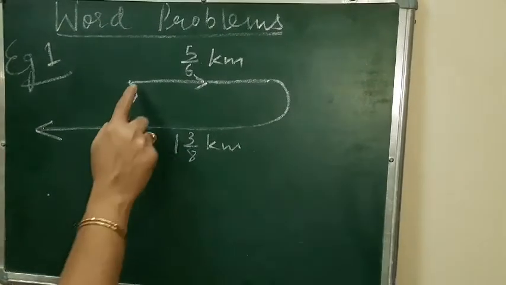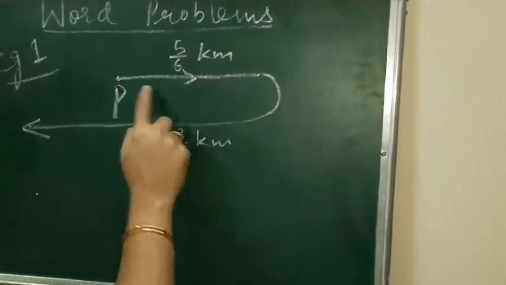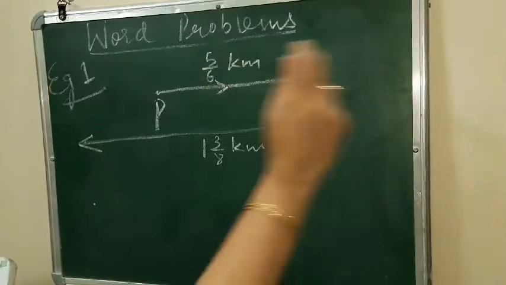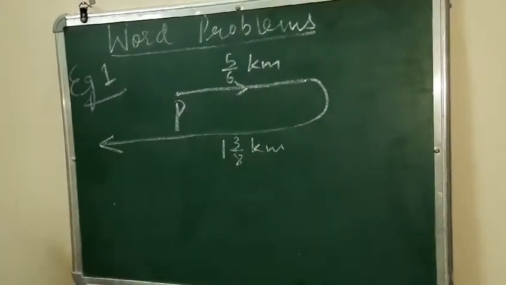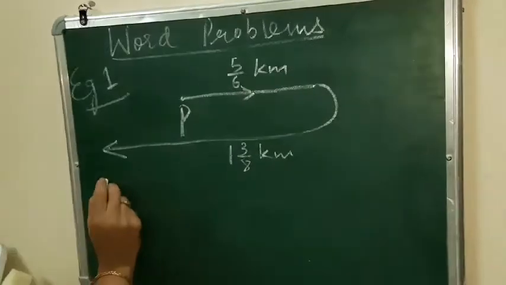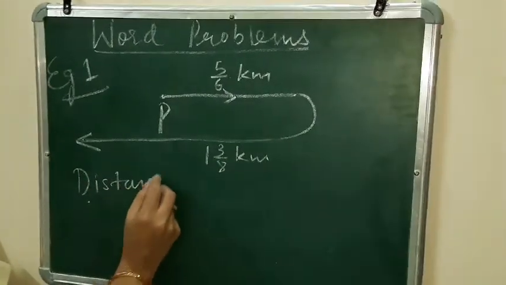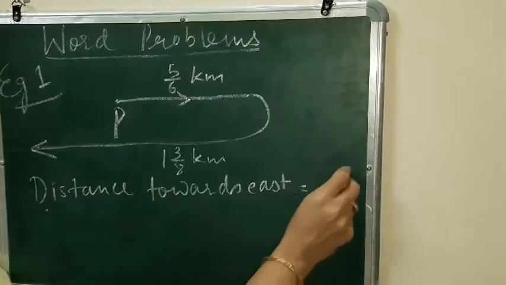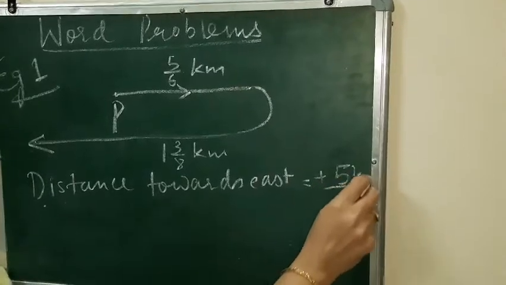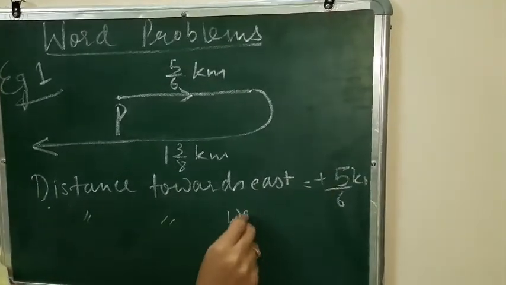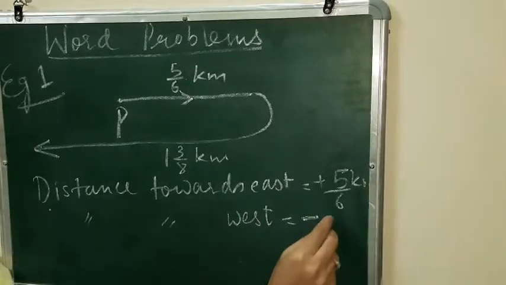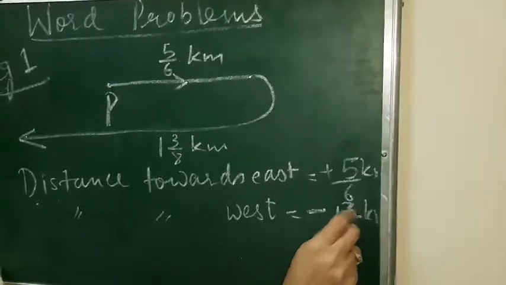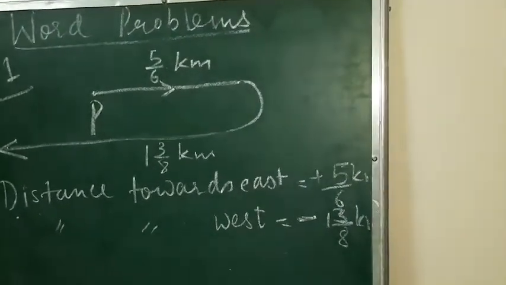So what we'll do, when she is moving towards east, let us take that it is plus 5/6. Now if in this direction we are taking it as positive, then in this direction it will be negative. So we'll write distance towards east will be positive, so it would be 5/6 kilometers. I am taking plus 5/6. Distance towards west will be minus 13/8 kilometers. Now as towards east it is plus 5/6, so towards west it will be negative.